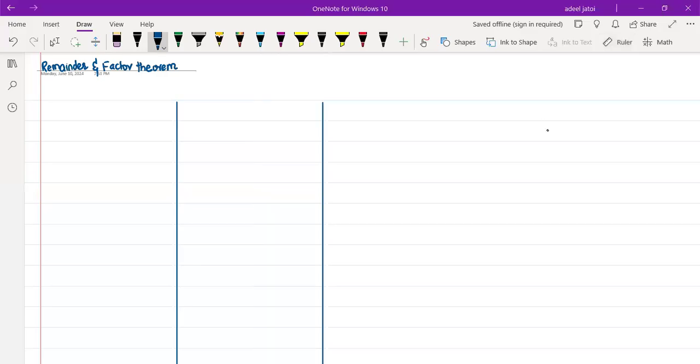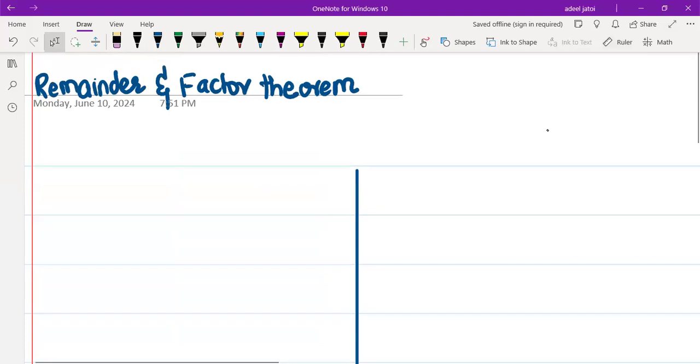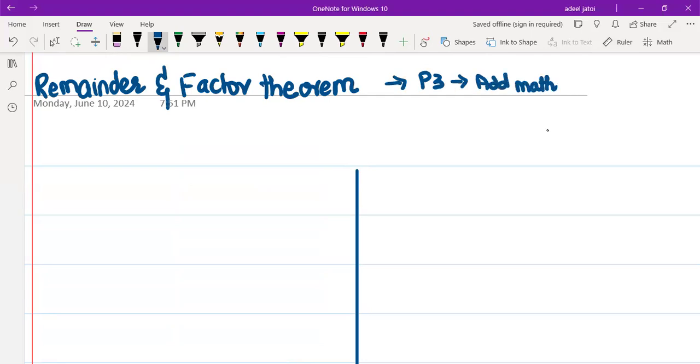Okay, we are starting off with remainder factor theorem. This is a topic that I tested in P3. This is also a topic that is tested in O-level add maths, and obviously A-level maths, right?